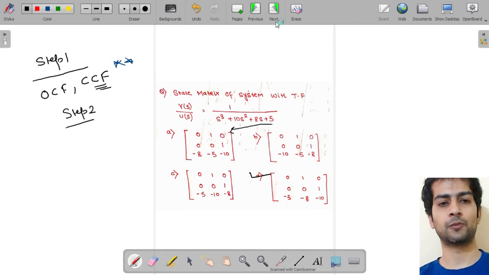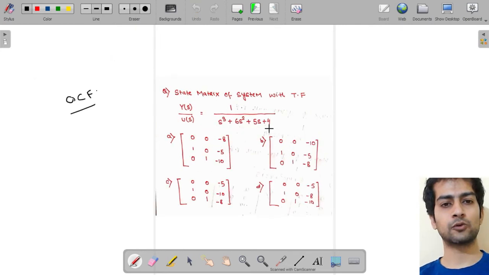Now coming to this, I told you that we will take coefficients of the denominator in reverse order with the opposite sign, and it will come in the last column. So see, here the options are different. Here options are based on the transfer function of the above transfer function.